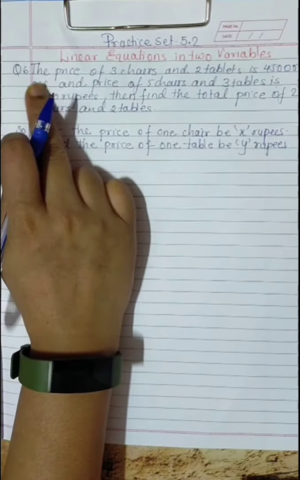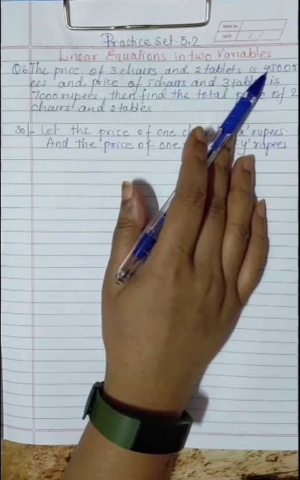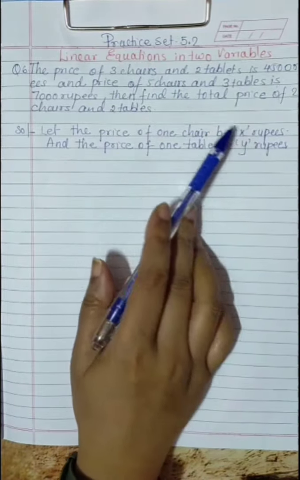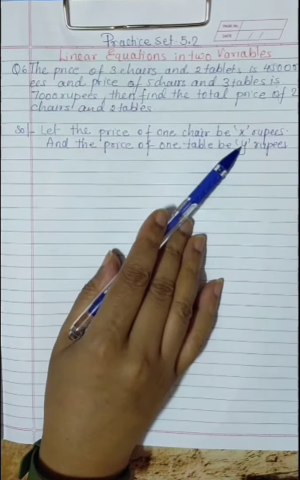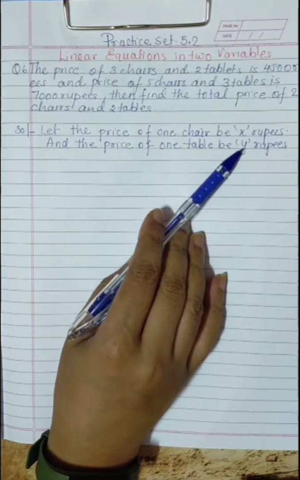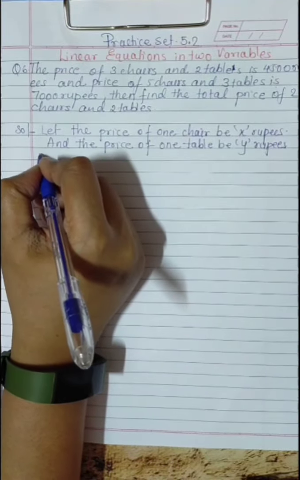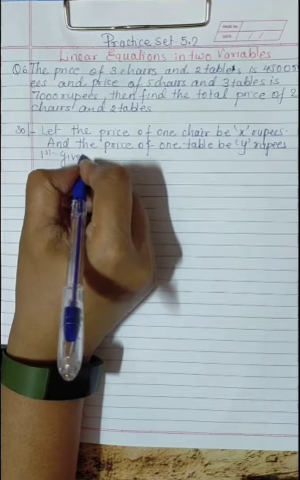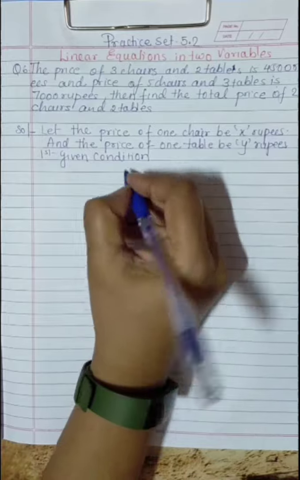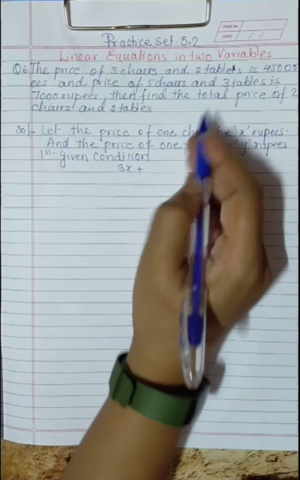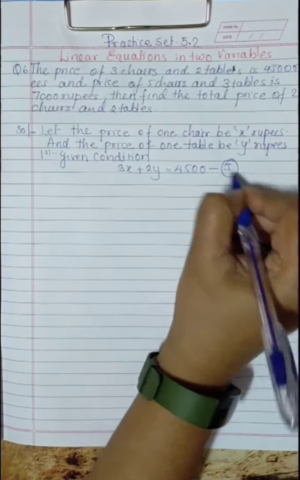So what is the condition given? The first condition given: the price of 3 chairs and 2 tables is 4500. Here we assume chair as X and table as Y. Now the first given condition we are going to write. So what will we write? 3x plus 2y equal to 4500. This is our first equation.